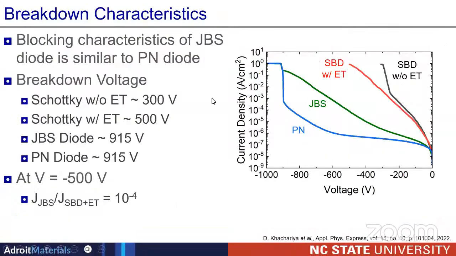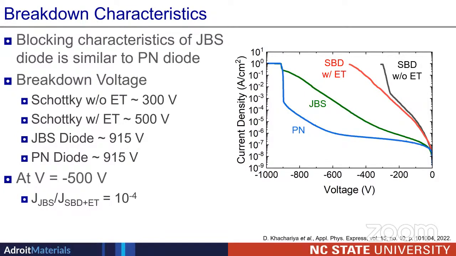The benefit here is in the reverse bias: I can go up to 950 or 920 volt, compared to the Schottky diode, which only reaches 250 volt without any edge termination, versus 400 to 500 volt with edge termination. So in terms of breakdown, I'm gaining a lot compared to the Schottky diode, and the on resistance is only slightly decreasing.